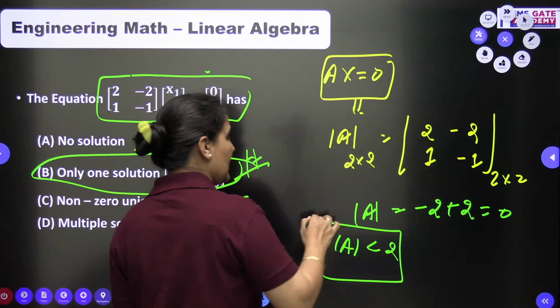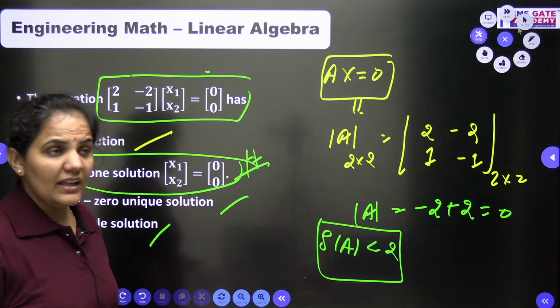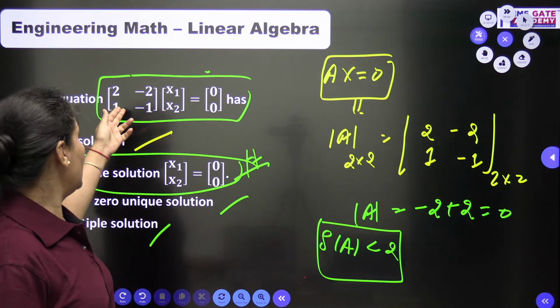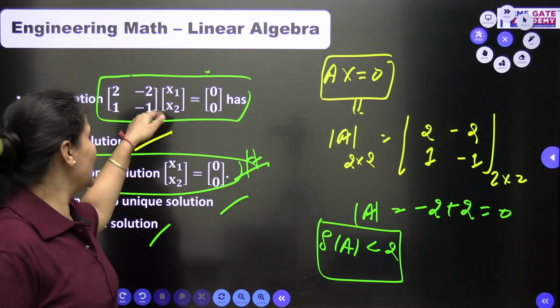Less than 2 means here we are having what? Here we are having how many unknowns? 2 unknowns, x1 and x2.